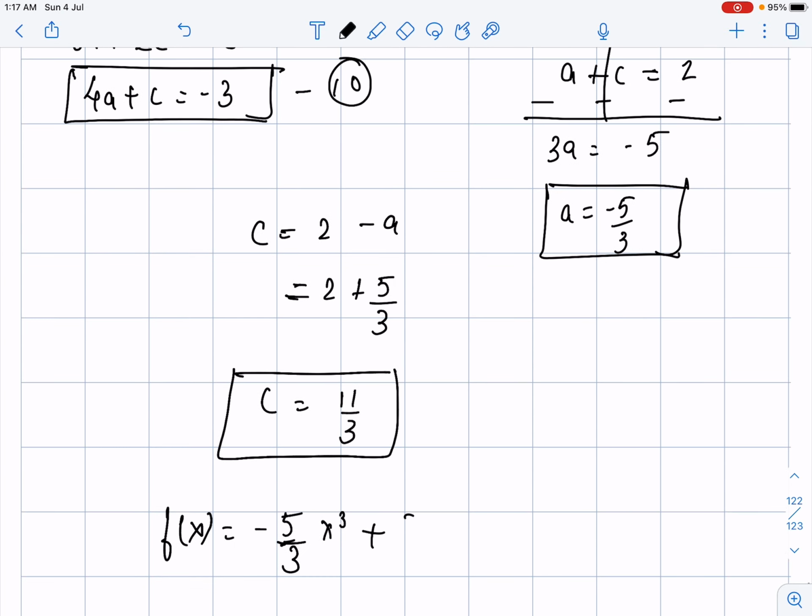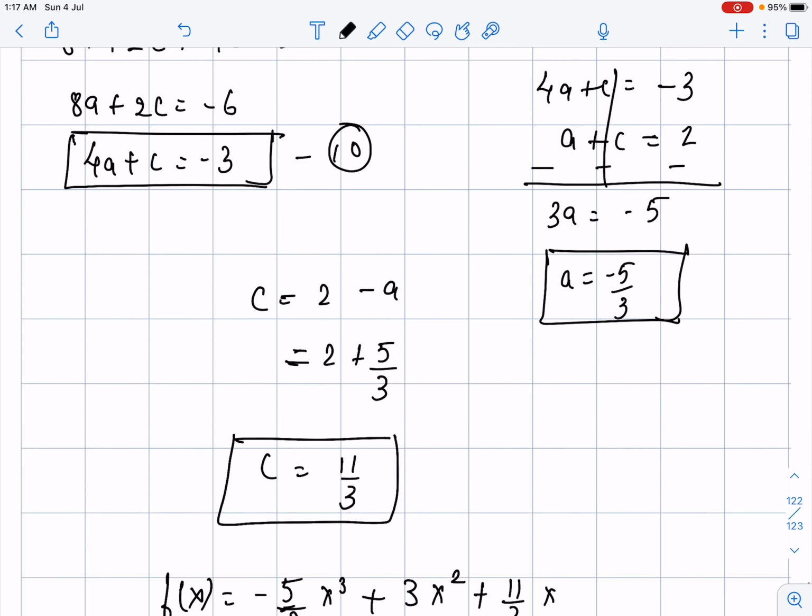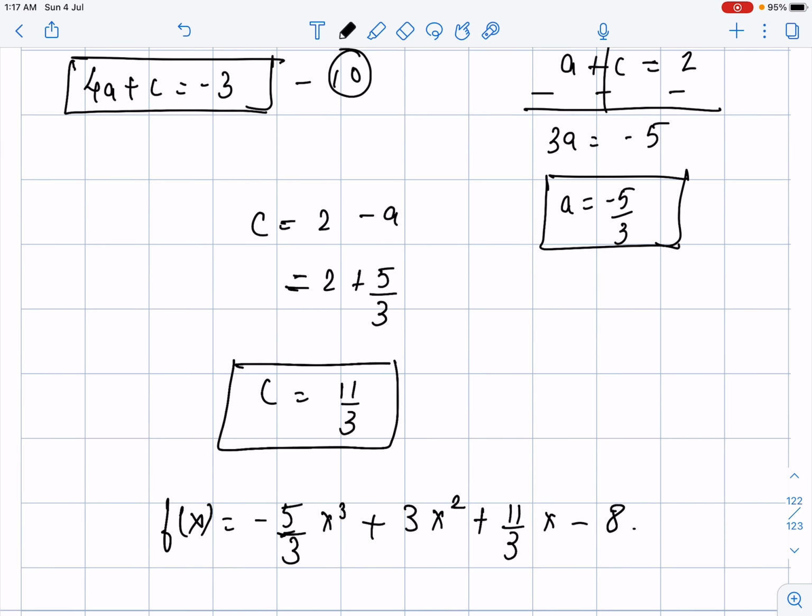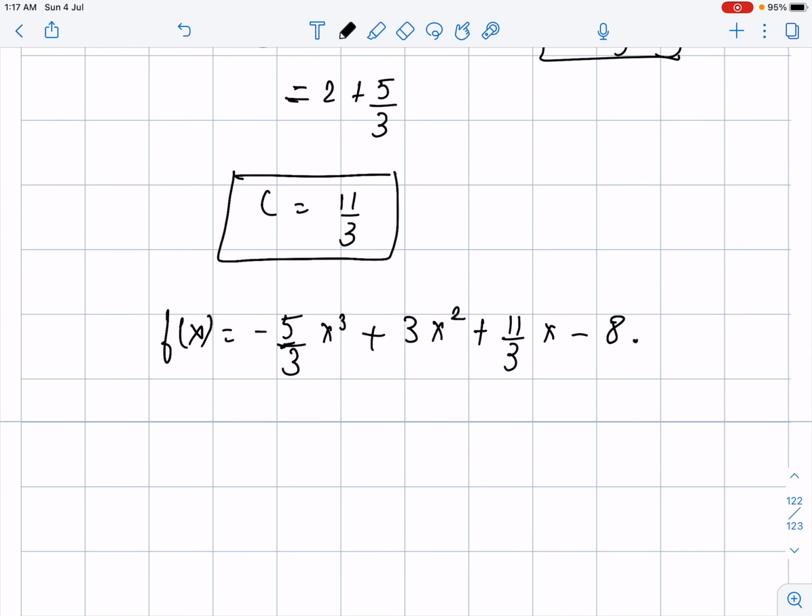3x square it will be. The value of c is 11 by 3 times of x, and the value of d is minus 8, we are knowing. Now what did they ask us in the question? F of minus 3, they asked us in the question.